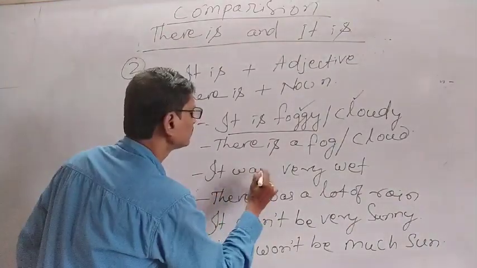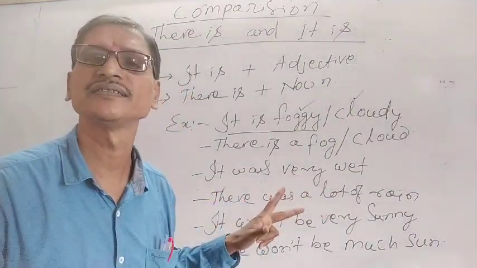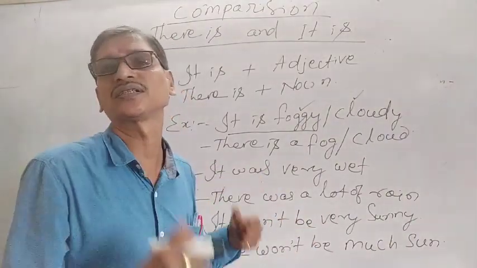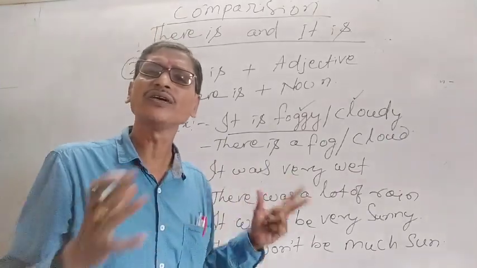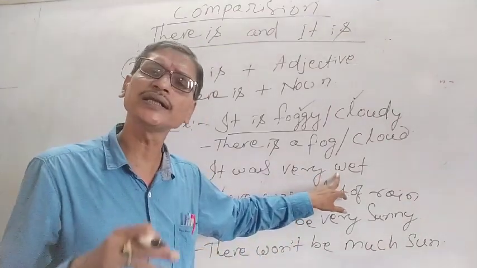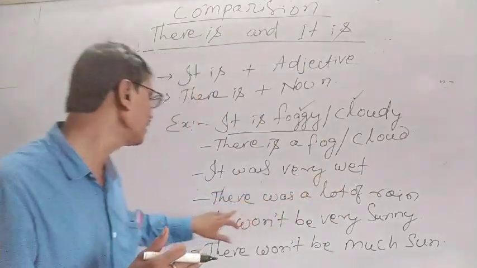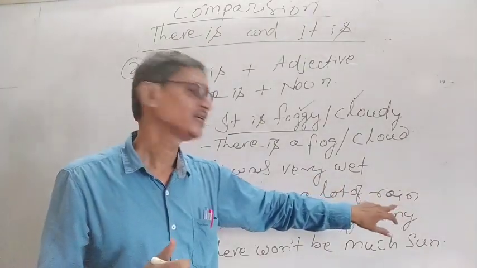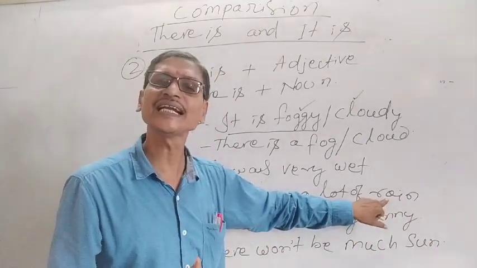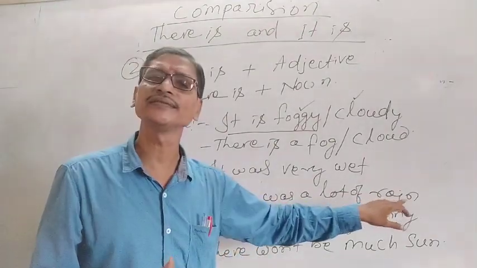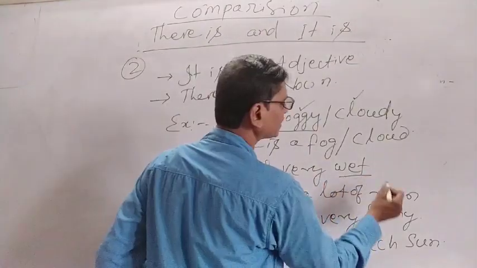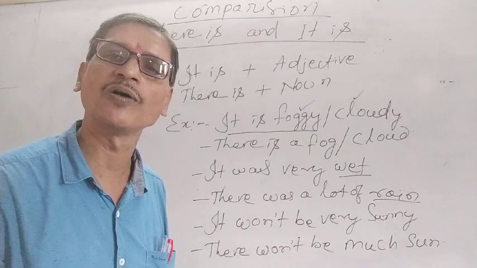it was very wet. Wet is an adjective, as in wet cloth. Understand? It was wet. It was very wet. So here, wet is an adjective. Similarly, there was a lot of rain. Rain is a noun. Understand? We cannot say raining here. So, there was a lot of rain yesterday. Understand? So, when we have used the adjective, here we have used the noun.